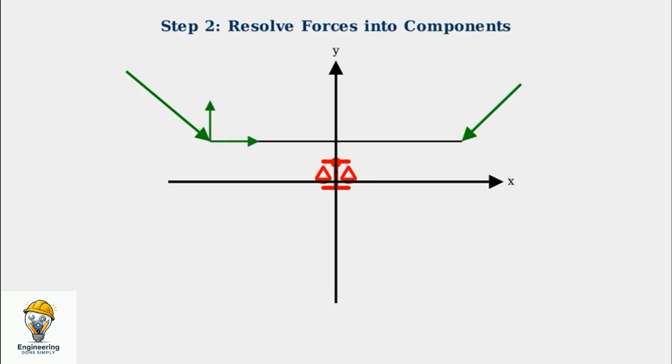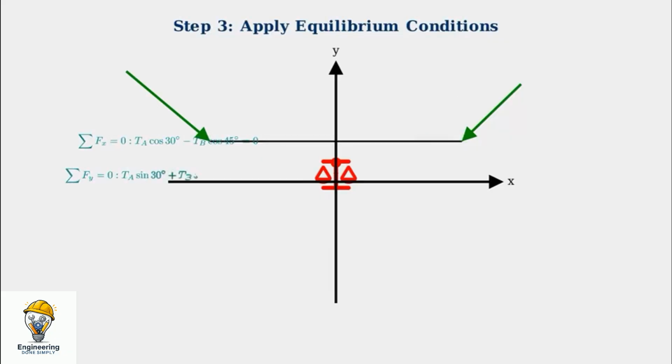Next, we resolve the cable forces into their x and y components. For cable A at 30 degrees, the x component points right and the y component points up. For cable B at 45 degrees, the x component points left and the y component points up. Now we apply the equilibrium conditions. The sum of forces in the x direction equals zero. Tension A times cosine 30 minus tension B times cosine 45 equals zero. The sum of forces in the y direction equals zero.